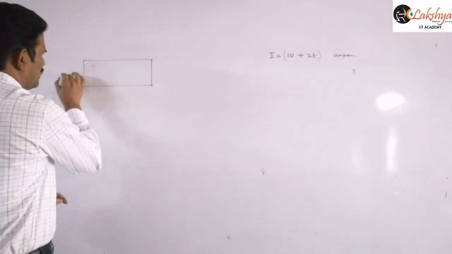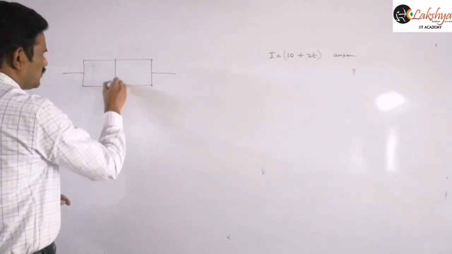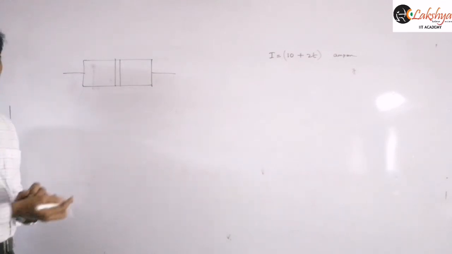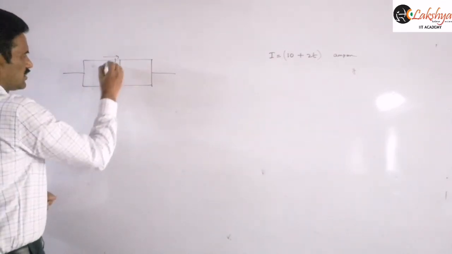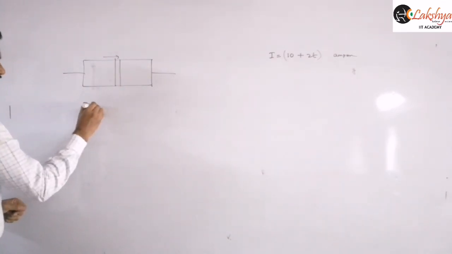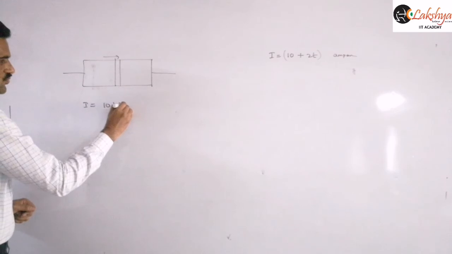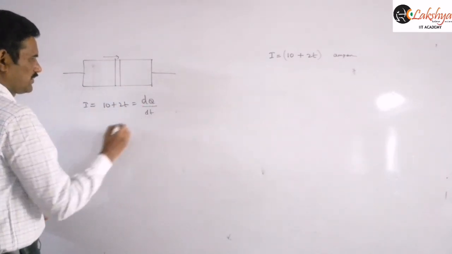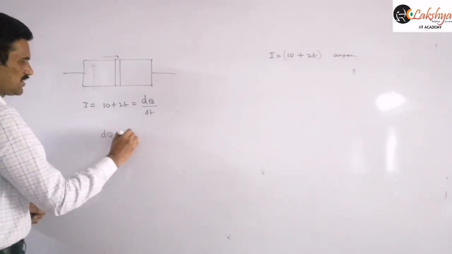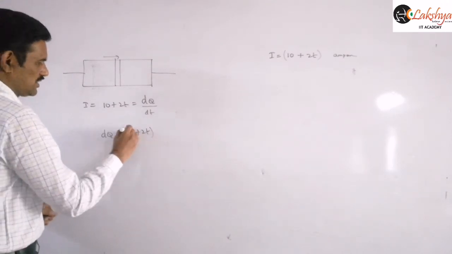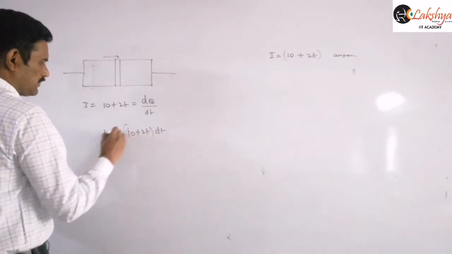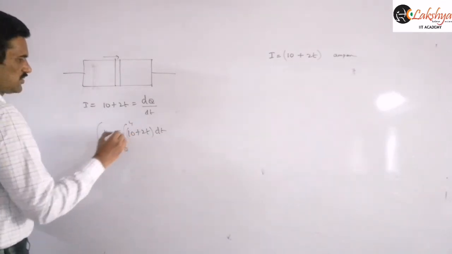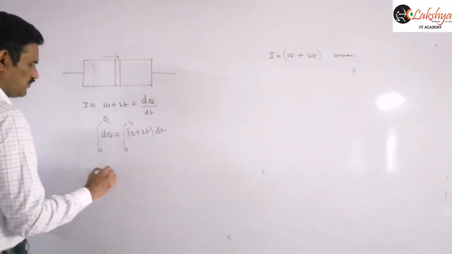That means this is a conductor, let us consider here. Here we are taking some cross section. So now in the 4 seconds, how much charge is flowing through this cross section we need to consider here, right? So I is equal to 10 plus 2t is given, which we can write as dq by dt. And therefore dq is equal to (10 plus 2t) dt. And then simply integration. So now here it is from 0 to 4 and this is from 0 to q.